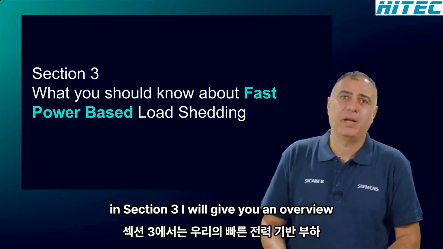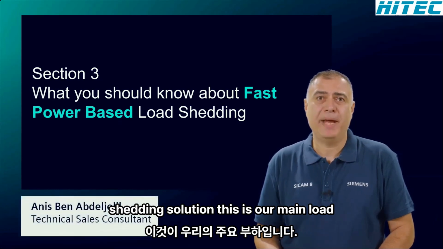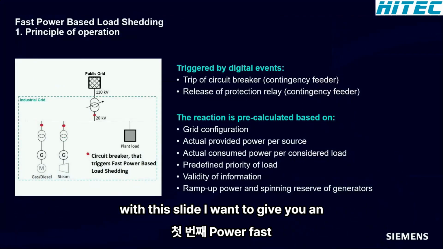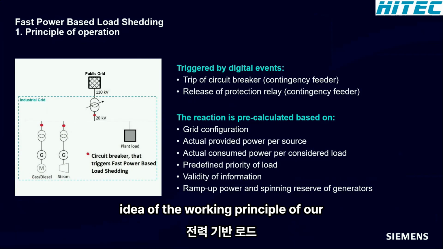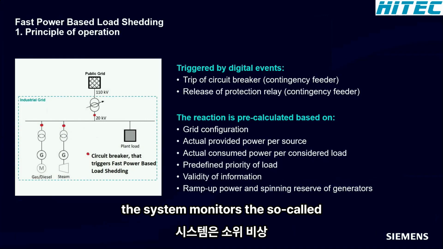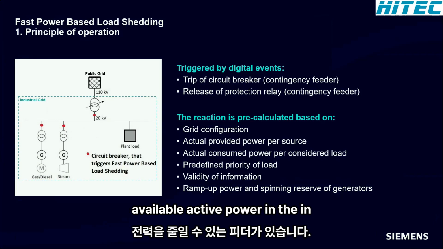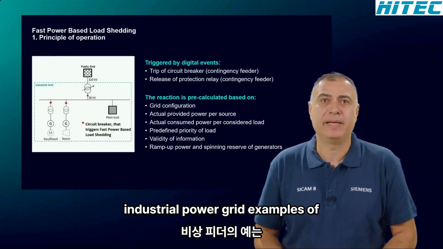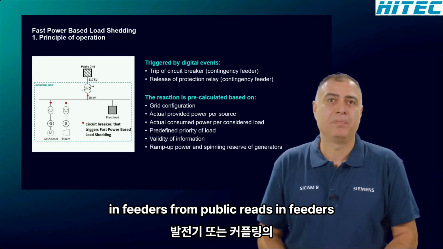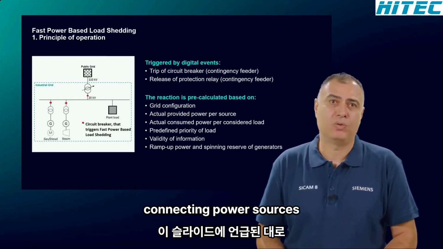In section 3, I will give you an overview of our SICAM fast power-based load shedding solution. This is our main load shedding function. With this slide, I want to give you an idea of the working principle of our fast power-based load shedding solution. The system monitors the so-called contingency feeders. These are feeders that can reduce the available active power in the industrial power grid. Examples of contingency feeders are in-feeders from public grids, in-feeders from generators, or couplings connecting power sources.